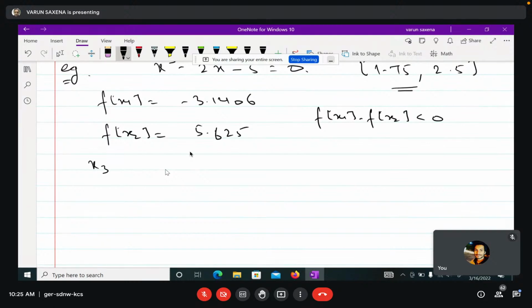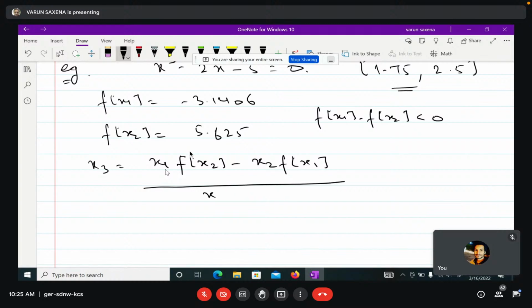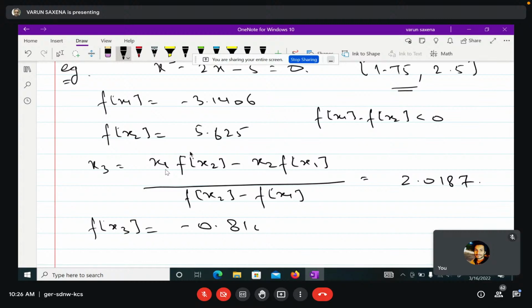Then you calculate x3, which will be x1 into fx2 minus x2 into fx1 divided by fx2 minus fx1. If you do this calculation, you will come to a value which is 2.018. Now you calculate fx3. If you do that, then that fx3 comes out to be 0.810.